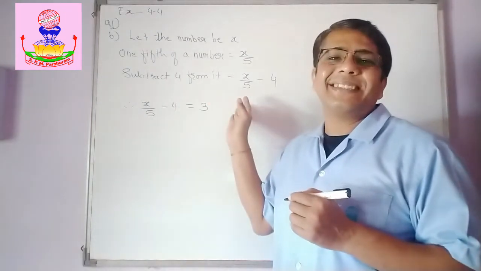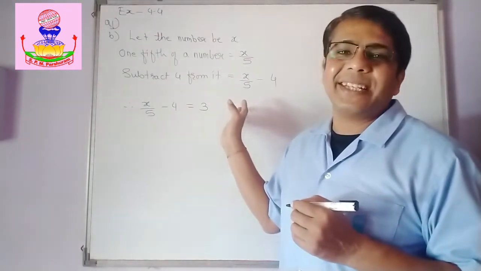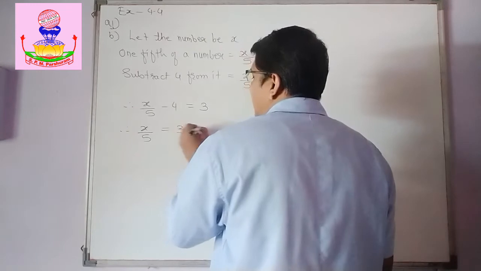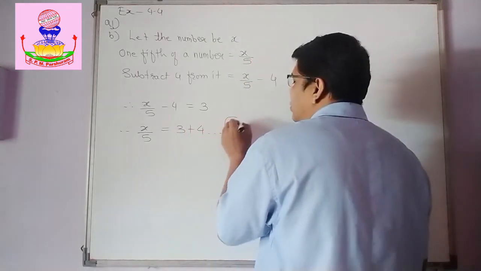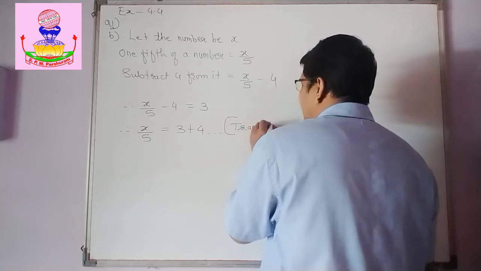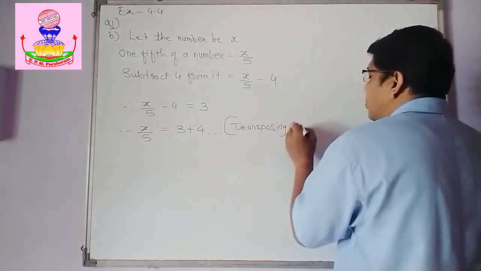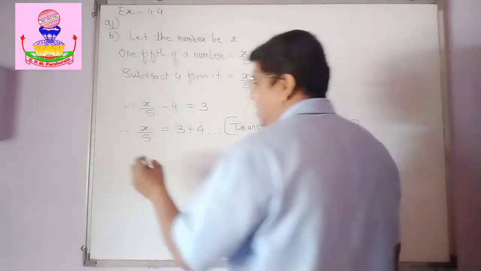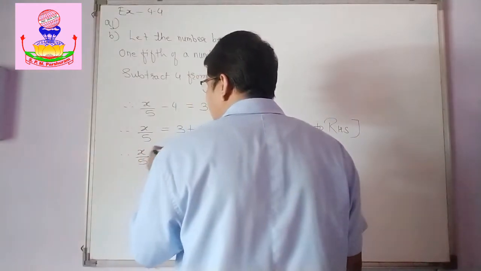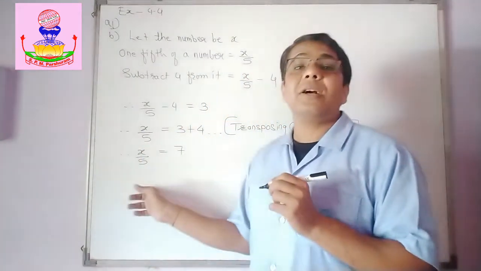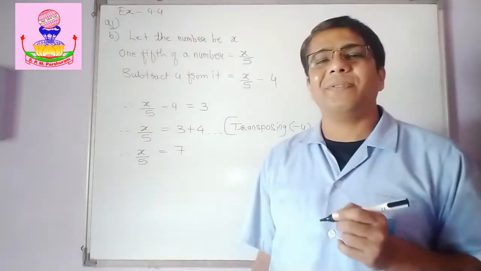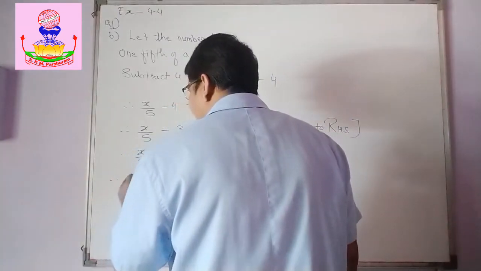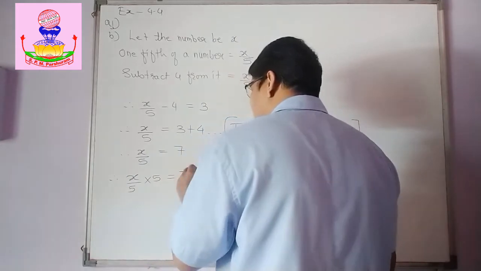Bring minus 4 to this side. Transposing. So when it comes to this side, it will become, yes, plus 4. So x upon 5 is equal to 3 plus 4. What you did? Transposing minus 4 to RHS. Right? So, therefore, x upon 5 is equal to 7. Now, here 5 is in division. So, opposite of division? Yes, multiplication. So, therefore, x upon 5 into 5 is equal to 7 into 5.